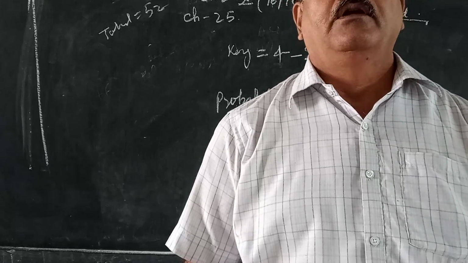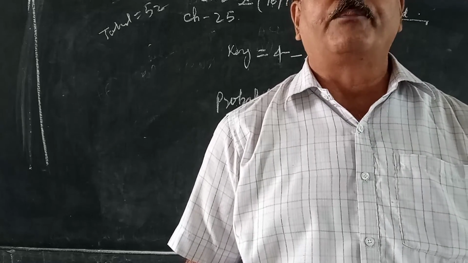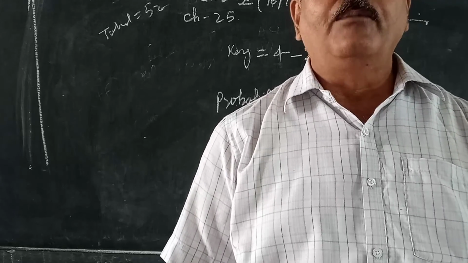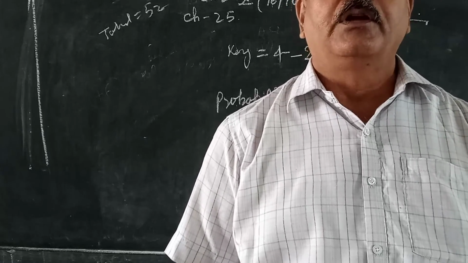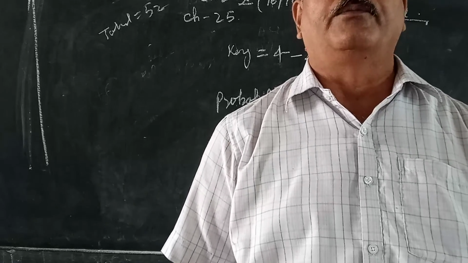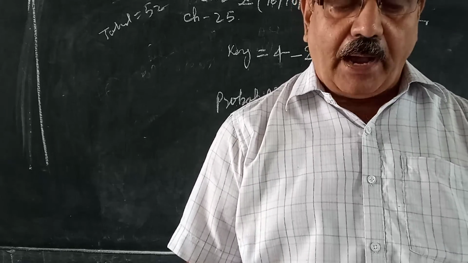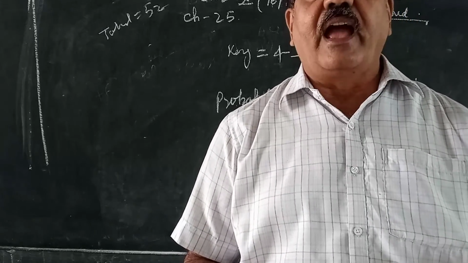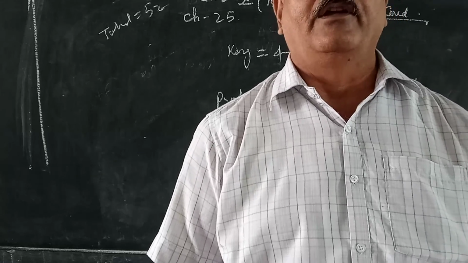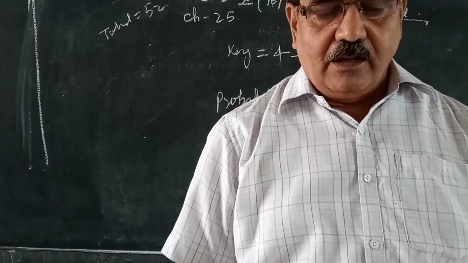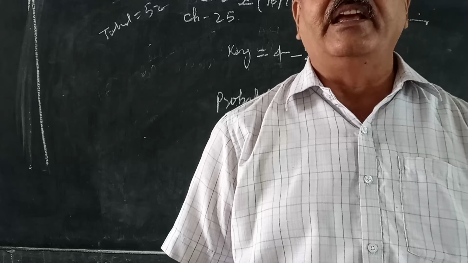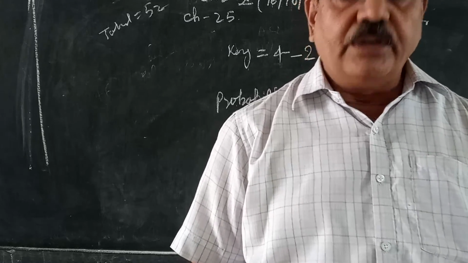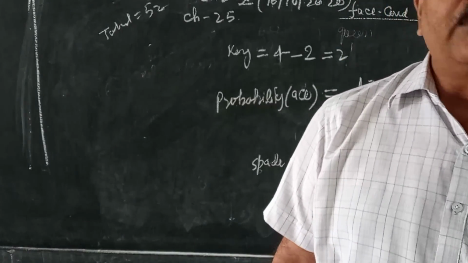Jack or queen. Jack in all 52 cards is 4, and queen also 4. Since or is given, we will consider both. So jack 4 and queen 4 means total 8. 8 by 52. Next, ace and king. Ace means a card in which A is written. So 4 aces, and king is also the same, 4. So 8 by 52. So this is the type of question based on playing cards.